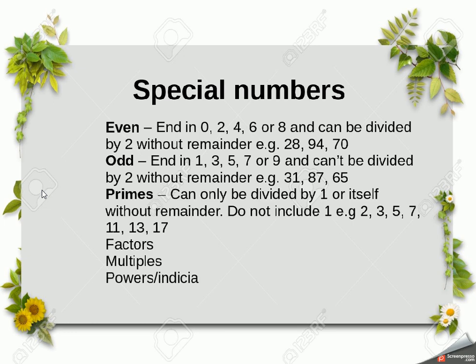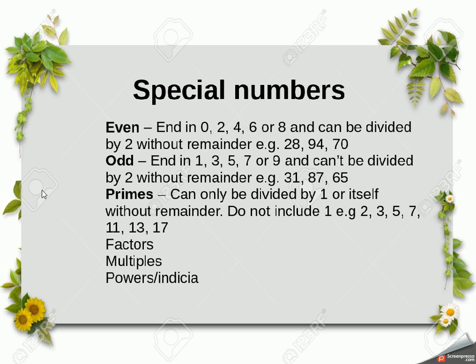Prime numbers are numbers that can only be divided by 1 or itself without remainder. And the important thing here is that we don't include 1. I would learn the first few prime numbers. You won't be able to learn every single one as they go on for infinity, but the examples of 2, 3, 5, 7, 11, 13 and 17, if you can remember those, they will help you.